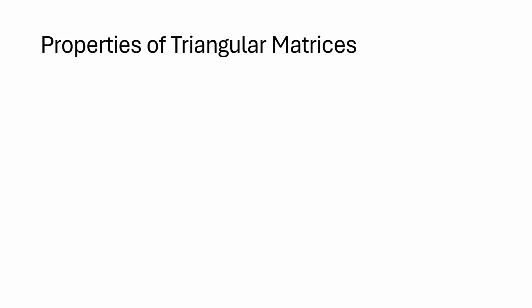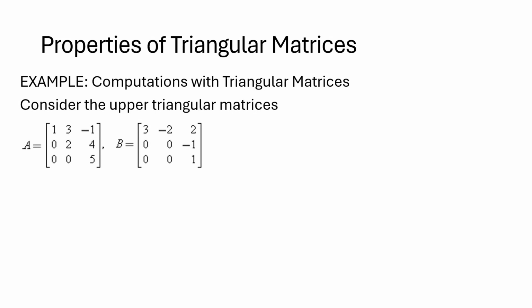So let's have this example: computing with triangular matrices. Consider the matrix A and matrix B. In this case, take note that on part C, a triangular matrix is invertible if and only if its diagonal entries are all non-zero. So in this case, the matrix A is invertible. It is clear to see that matrix A is invertible and matrix B is not.